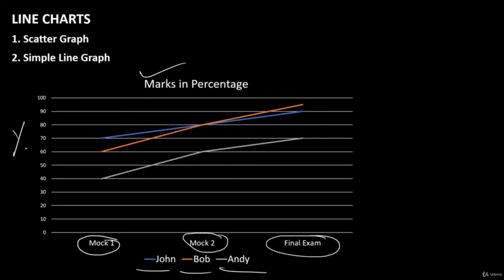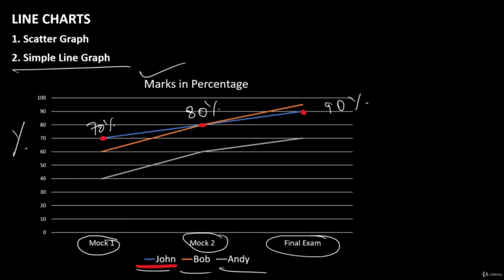All right, now let's try to analyze, say, John. So John, over here we have three data points for John, right? So this is the percentage marks obtained by John in the mock exam 1, which is 70%. This is the percentage obtained by John in the second mock exam, which is 80%. And this is the final exam percentage obtained by John, which is 90%. All right, so you just join these 3 points and you have a simple line graph.